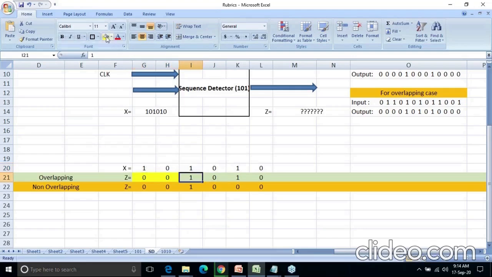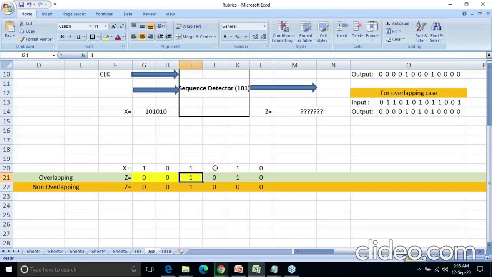Your output will become 1. Why? Because at this particular point the sequence I got is 101, and I told you that output will become 1 only when your whole sequence gets detected. So here you got 101, and that's why output is 1. Is it clear?